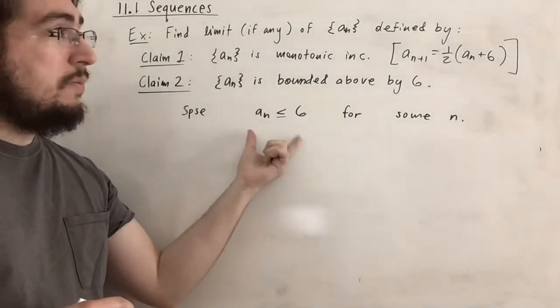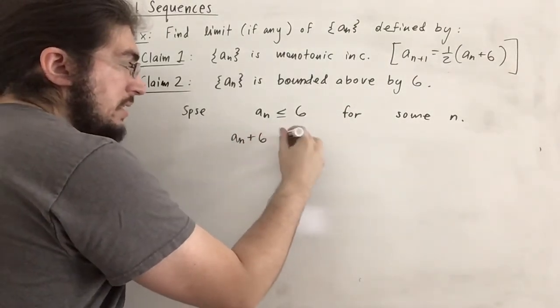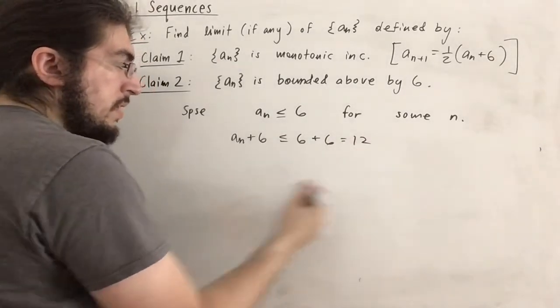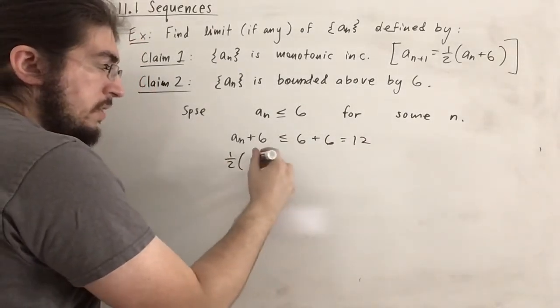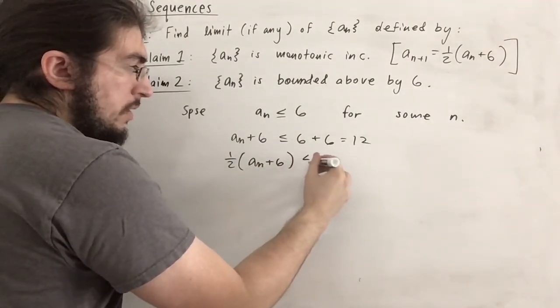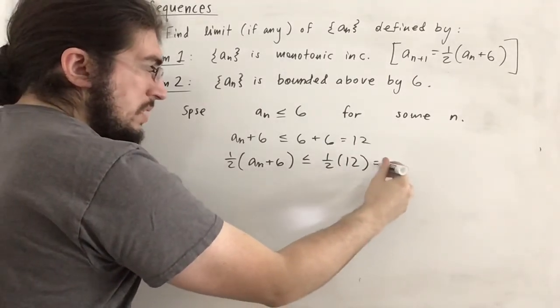So I'm going to add 6 to both sides and then multiply by 1/2, and let's see what happens. When you add 6, you get this. Now this, of course, is less than or equal to 12. And then when you hit it with the 1/2 multiplication, you get that this is less than or equal to half of 12, which is equal to 6.